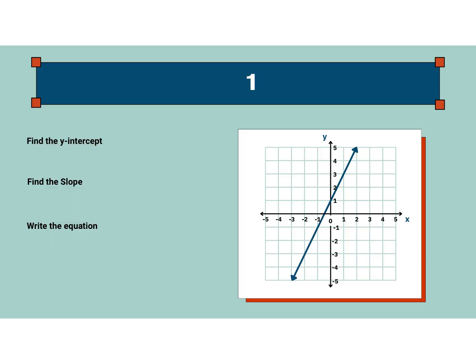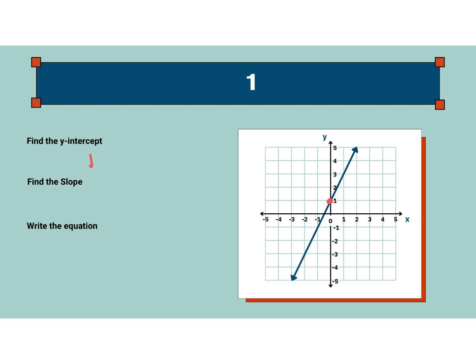So our first example is a drawn line. The line is there for us, and we need to find the y-intercept. This is a good time to remember that intercept for y means where does it cross the y-axis? It crosses the y-axis right at that point 1. So we would say that our y-intercept is 1.